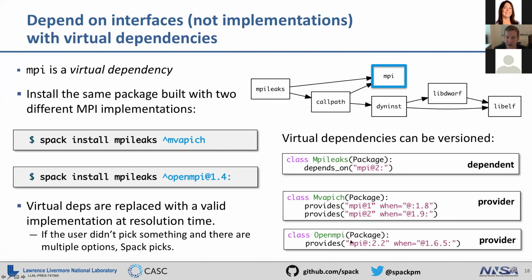Similarly, different versions of OpenMPI provide different versions of the MPI spec. And so what this lets you do is that the packages can express what requirements they have on the MPI implementation. And then a user can actually say, install mpileaks with a particular MPI version, and Spack will complain if it's one that doesn't support what the package needs.